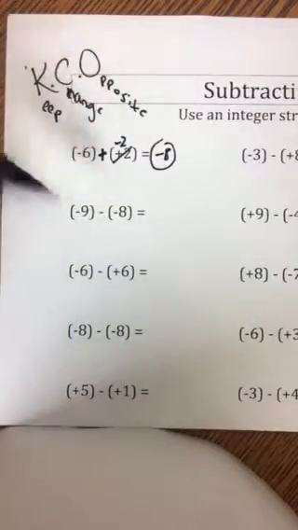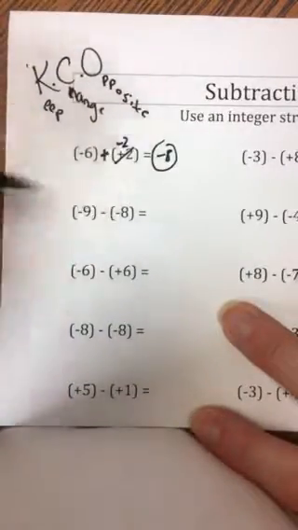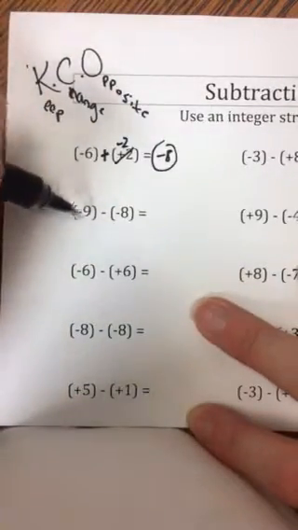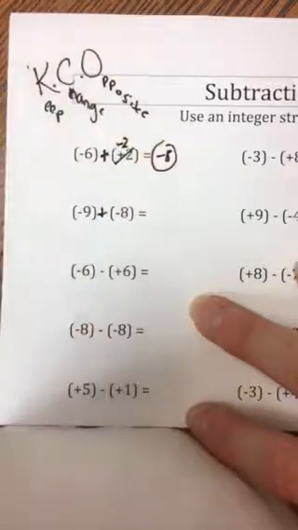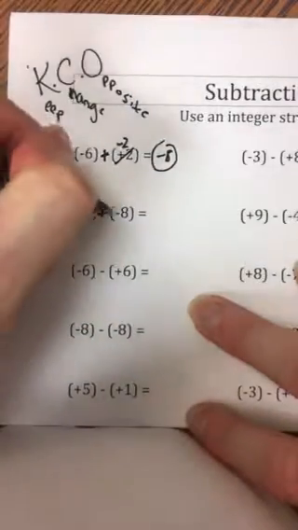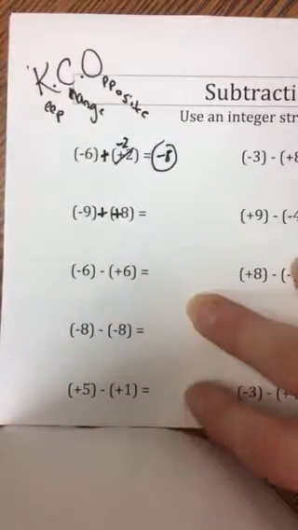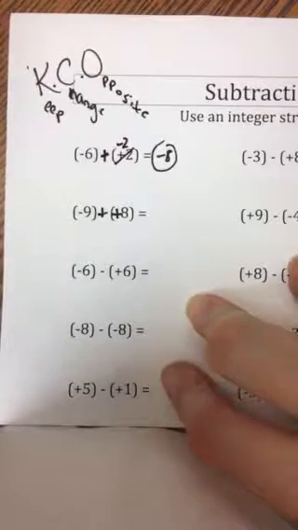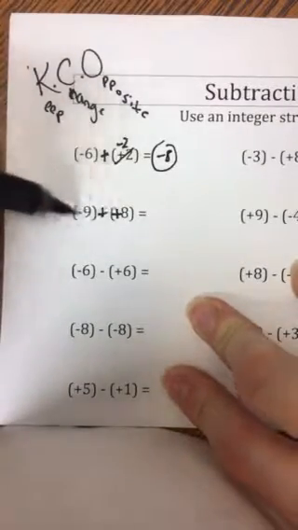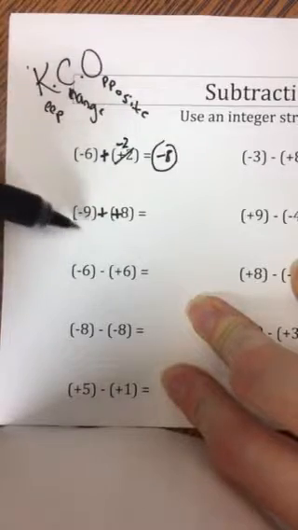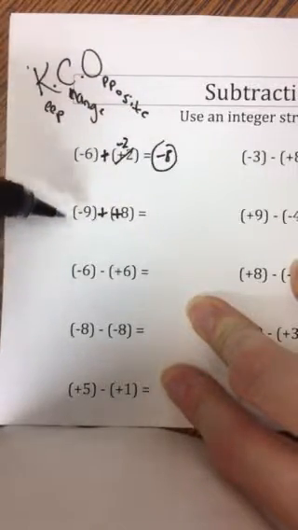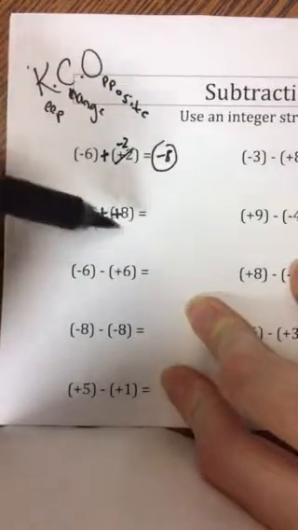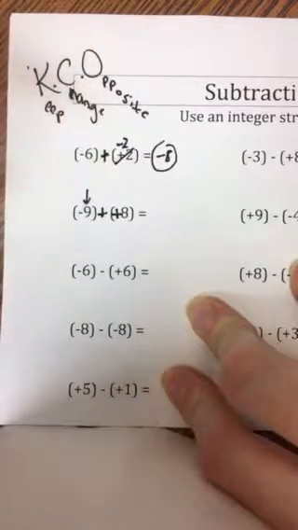Let's move into this problem. -9 minus -8. I'm going to keep -9, change the minus to a plus sign, and the opposite of -8 is +8. Then again, I follow the rules of adding integers. Because the signs are opposite in this case, I have -9 plus +8. I am indeed going to subtract the two and keep the sign of the greater numeral.